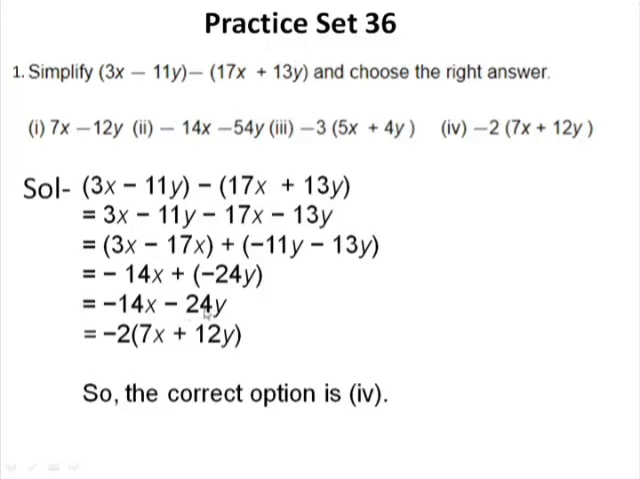Now from these two terms you can see negative 2 is a common term, common factor. So we will write it outside the bracket and write the remaining factors in the bracket. So when you take negative 2 common from negative 14x, you will get 7x. And when you take negative 2 as a common factor from negative 24y, you will get plus 12y. Now, children, you can see this is option number 4 from the given options. Hence, the correct option is the fourth one.